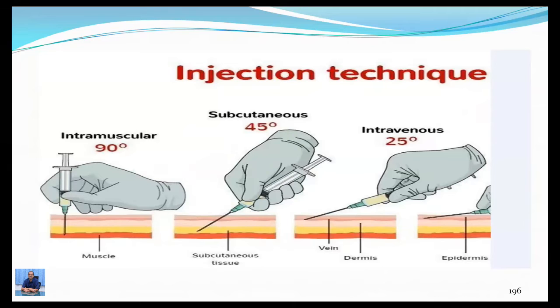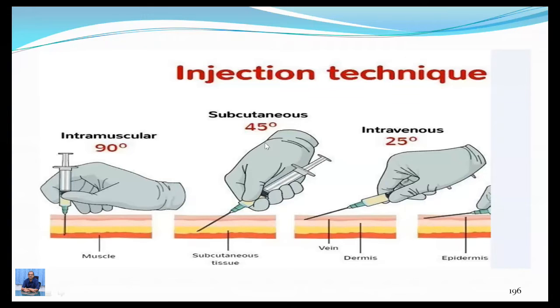And here you can see there are varieties of the injection technique. For intramuscular, usually it is said that in a standard technique, the needle should be held at 90 degrees, and this is a muscle layer. Inside the muscle layer, the injection should be deposited. The volume of the injection should be given. Whenever the quantity of the drug is small, then we use this intramuscular route.